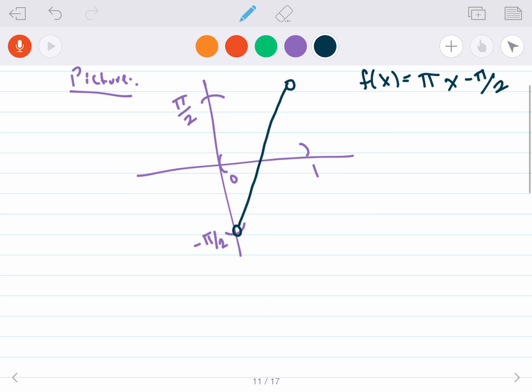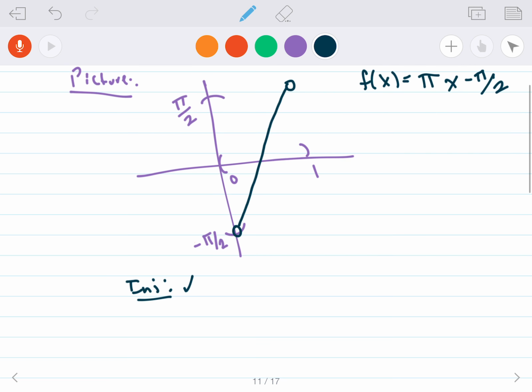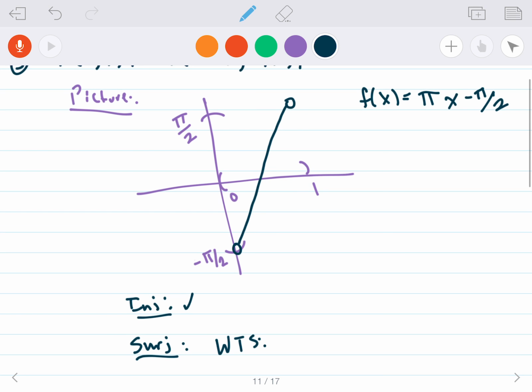All right, so I'm going to skip the injective part because I feel like I've done too many of those examples, but you should show it. Let's show surjectivity. What do we want to show? Okay, so our function f, let's be careful about how we write this. We're going from (0, 1) and we're mapping into negative pi over 2 to pi over 2.